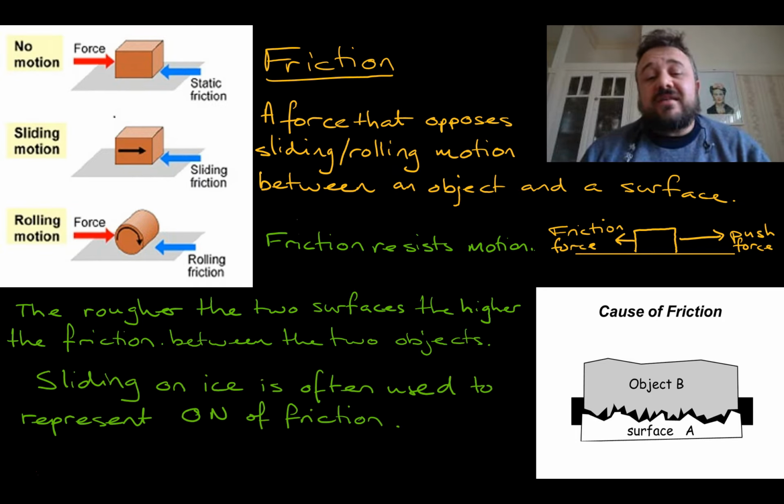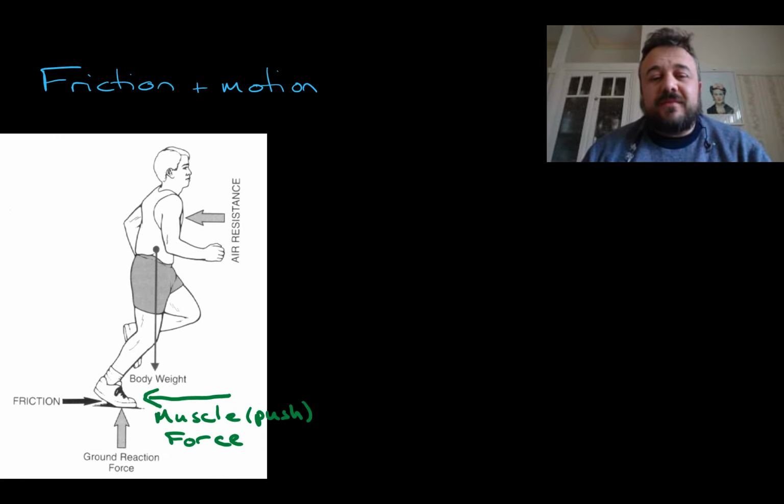So sliding on ice is often used to represent 0 newtons of friction. Now, this is not technically true. There'll still be some friction on ice, because of everything else that goes on: heating up, melting, refreezing, and so forth. But it is what we use in a perfect world, because physicists, they like to simplify things down. Ice is often used to represent 0 newtons of friction.